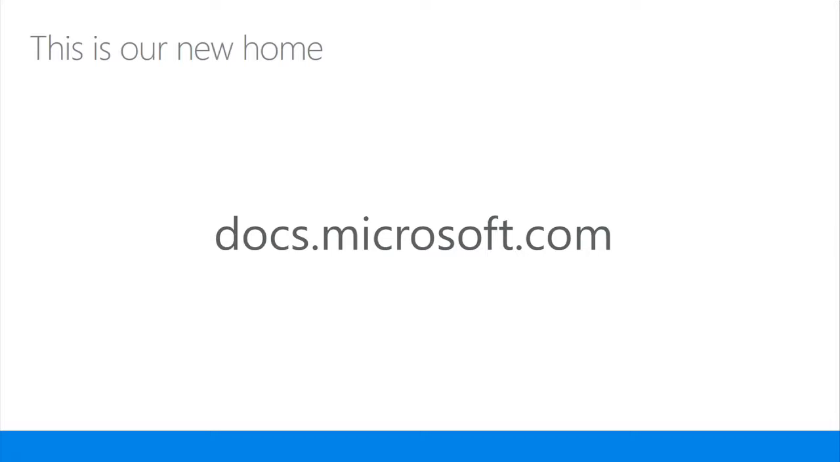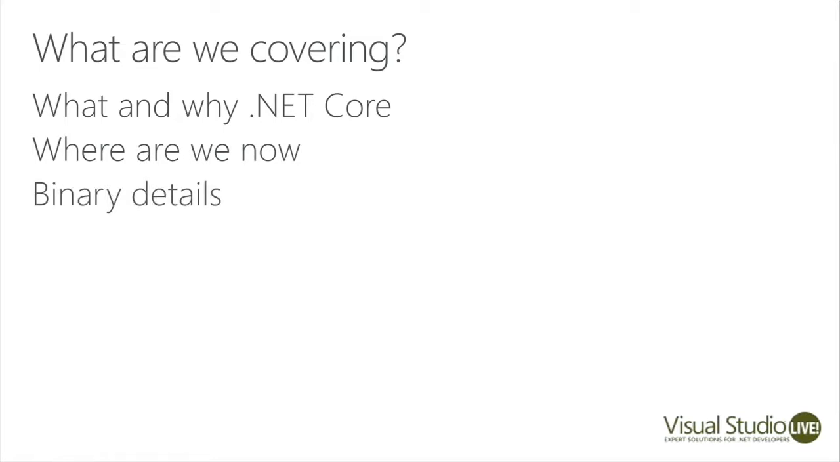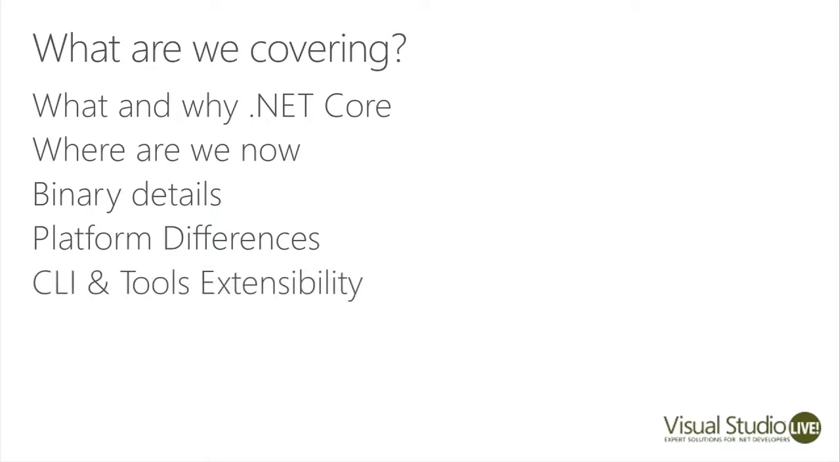So docs.microsoft.com. What are we going to cover today? What and why should you look at .NET Core? Where are we now? Kind of what bits have been released? Some of the binary details surrounding the platform. Platform differences. What happens when you run on Windows versus Linux versus OS X? Is it all the same stuff? What some of the differences are there and why? Command line and the tools extensibility. What happens if you do .NET space foo at the command line?